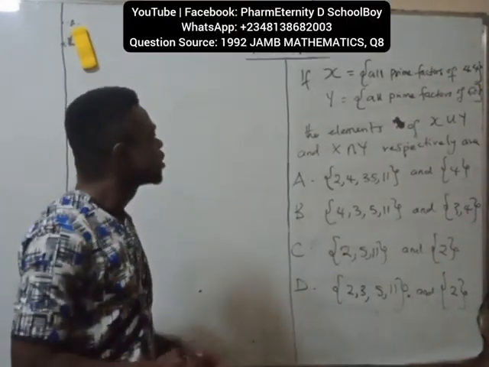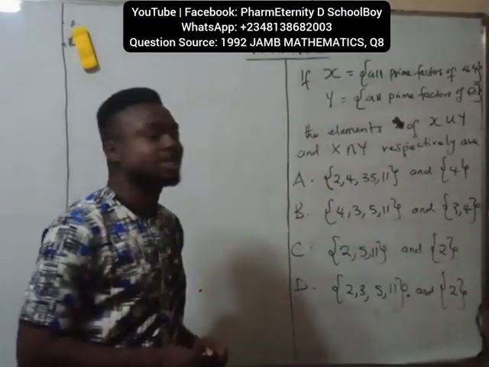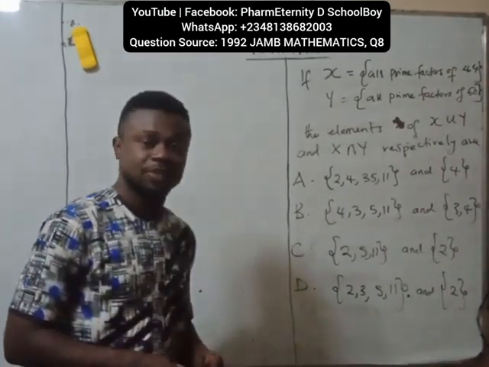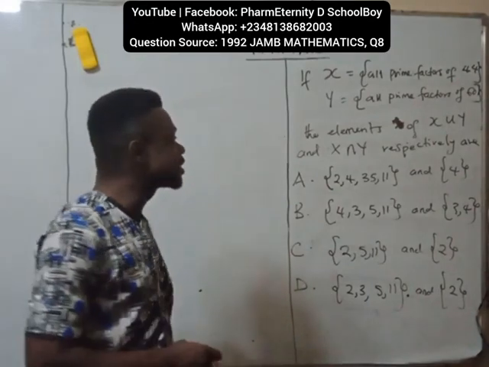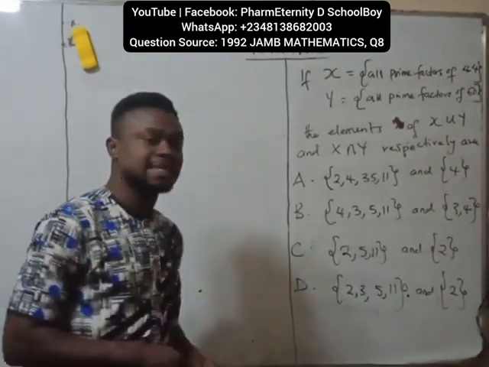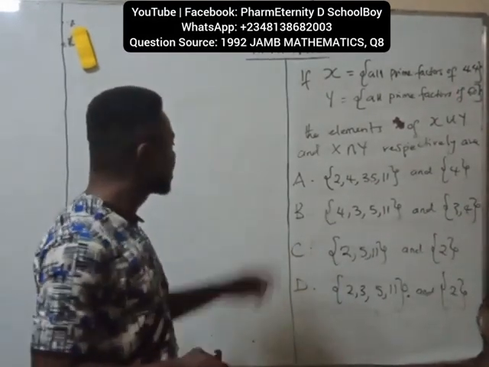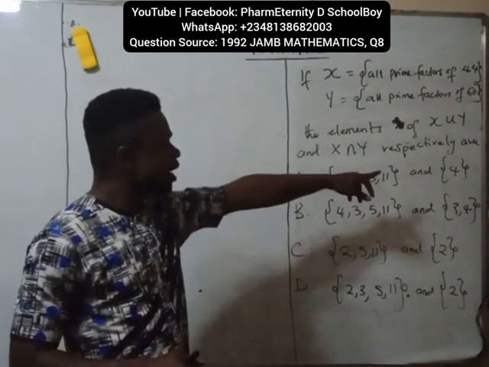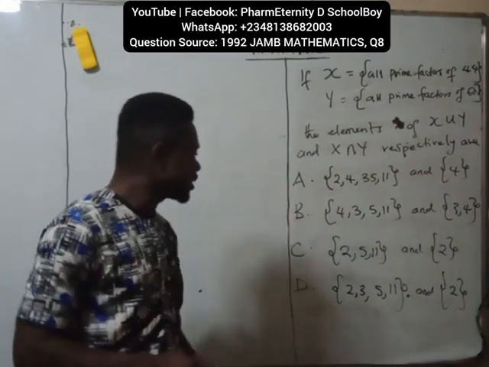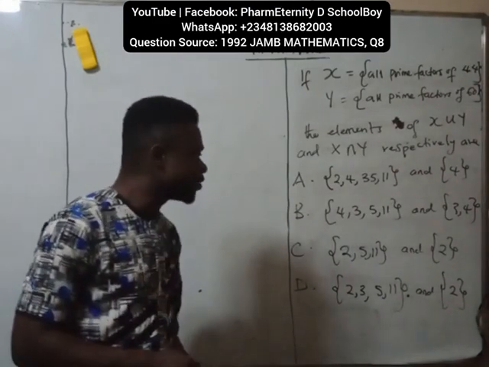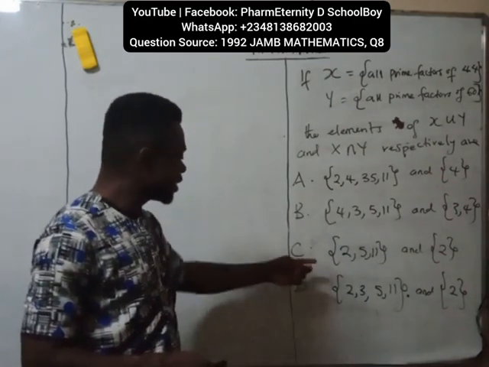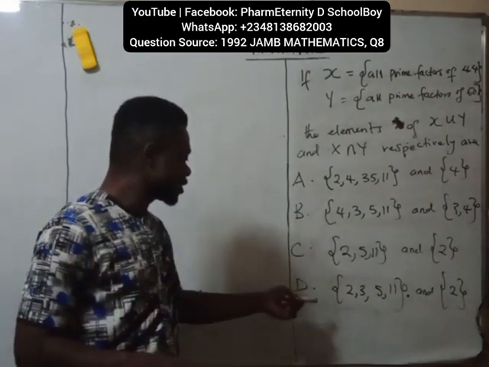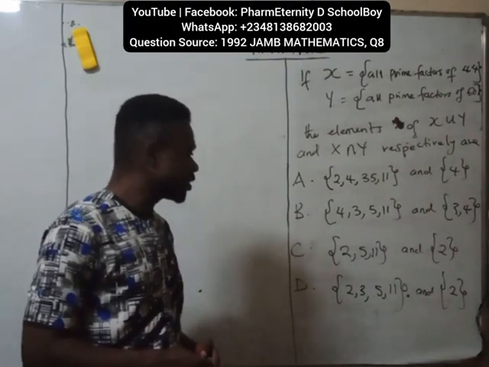The question says, if x is a set of all prime factors of 44 and y is a set of all prime factors of 60, the elements of x union y and x intersect y respectively are: A, a set of 2, 4, 3, 5, 11 and a set containing only 4. B, a set of 4, 3, 5, 11 and a set of 3 and 4. C, a set of 2, 5, 11 and a set of 2. D, a set of 2, 3, 5, 11 and a set of 2.